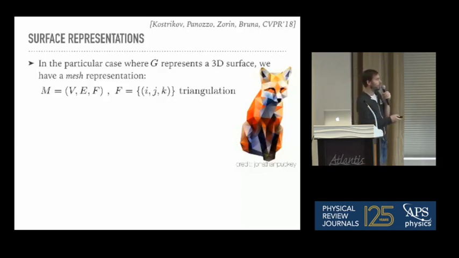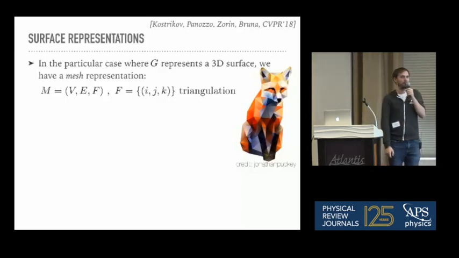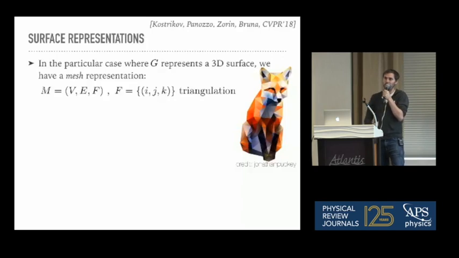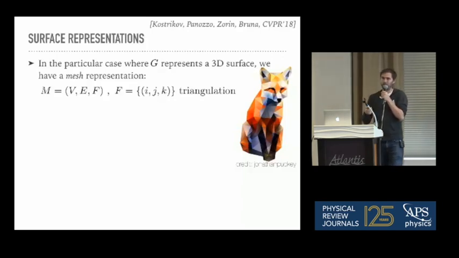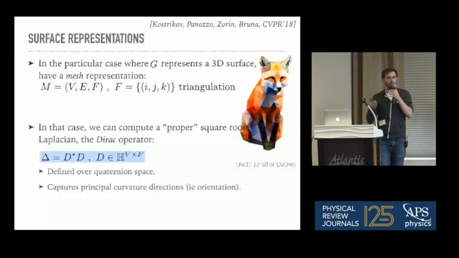And in particular, if we want to use this model to represent a surface, like a planar surface, a 2D shell in 3D, you can do that by augmenting the graph into what's called a mesh. It's a kind of triangulation that contains nodes and edges as before, but now it contains faces. So in that case, we can compute the proper square root of the Laplacian with something that probably people here know much more about than I do.